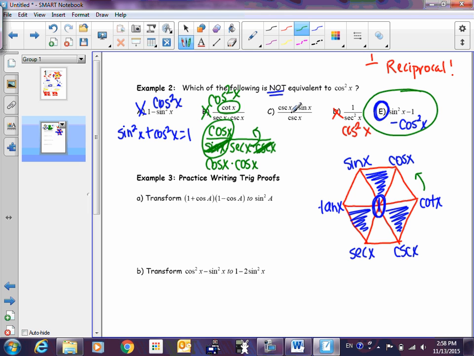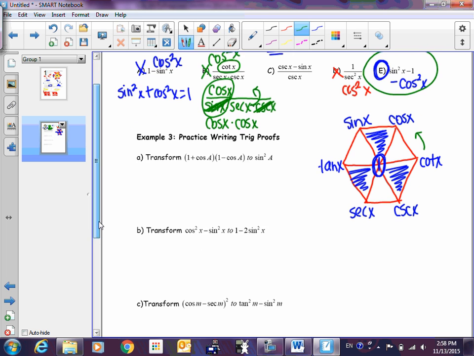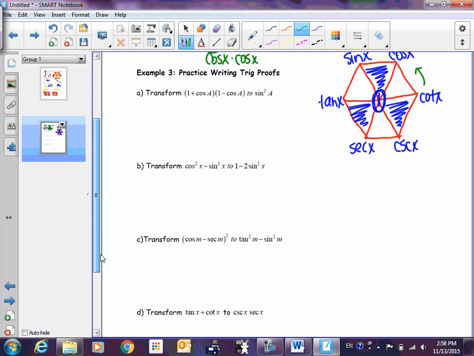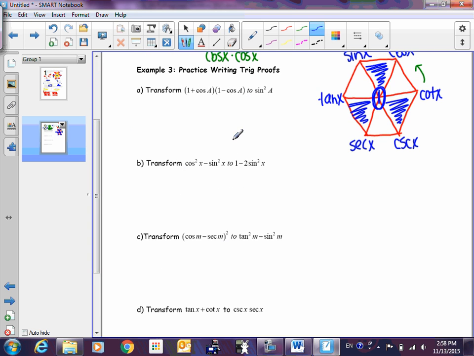We already know what our answer is. We could do some more, but I want to get into the proofs and maybe we'll come back to that one. Okay, so let's look at example 3. Practice writing trig proofs. We've already practiced this a little bit. When they tell you to transform this, you have to start with this one.